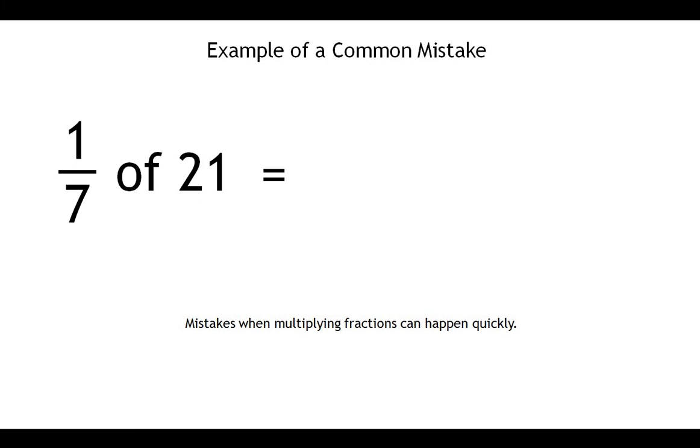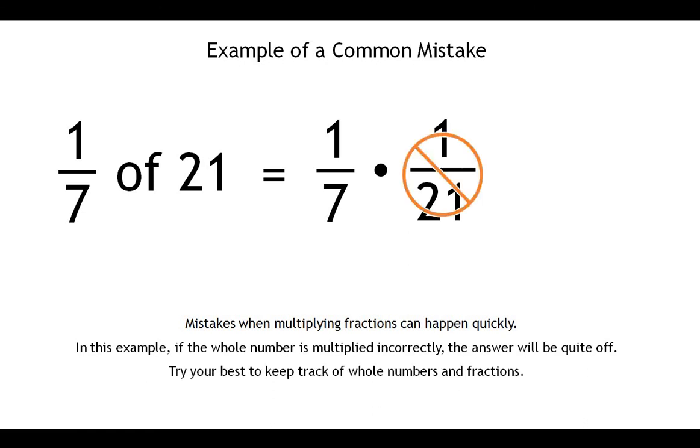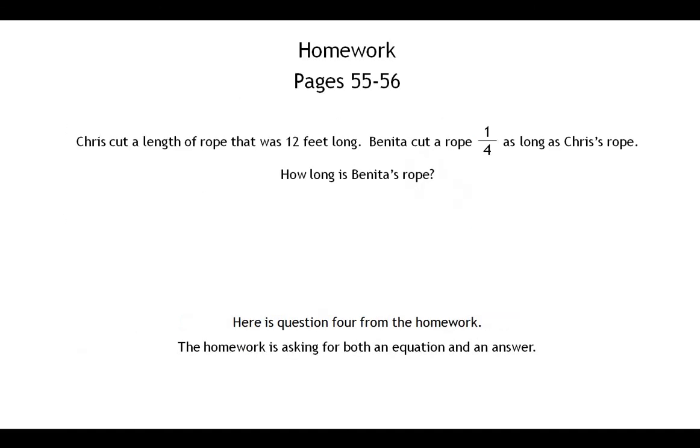Mistakes when multiplying fractions can happen quickly. In this example, if the whole number is multiplied incorrectly, the answer will be quite off. Try your best to keep track of whole numbers and fractions. Here is question 4 from the homework. The homework is asking for both an equation and an answer. Chris cut a length of rope that was 12 feet long. Bonita cut a rope 1/4 as long as Chris's rope. How long is Bonita's rope?